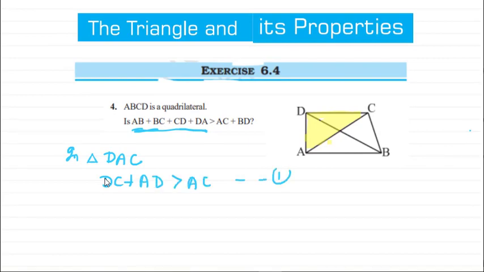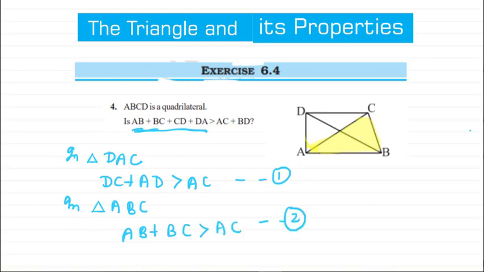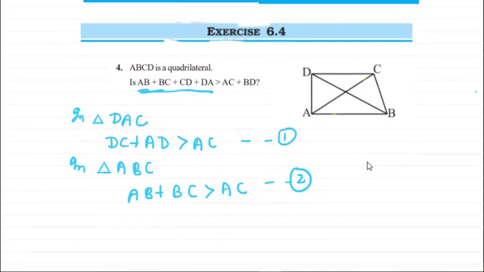So just make it equation number 1. Now I'm taking another triangle. Now in triangle ABC, again you can say the same thing, the sum of AB and BC will be greater than AC. Just we are making it equation number 3. Now as you can see on the right side, we need the AC as well as BD also.